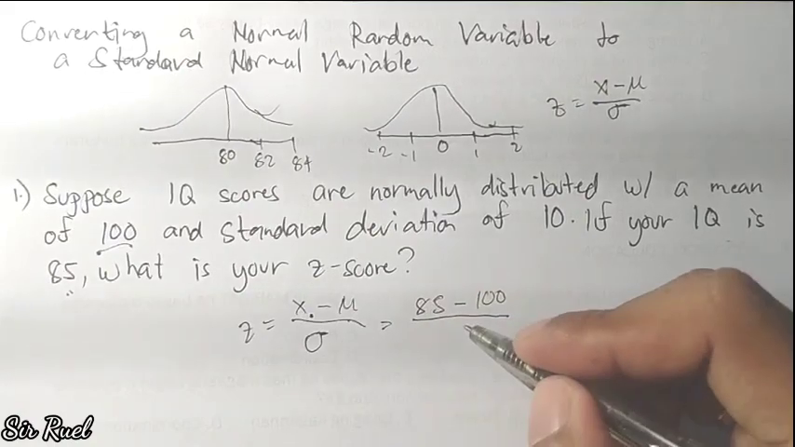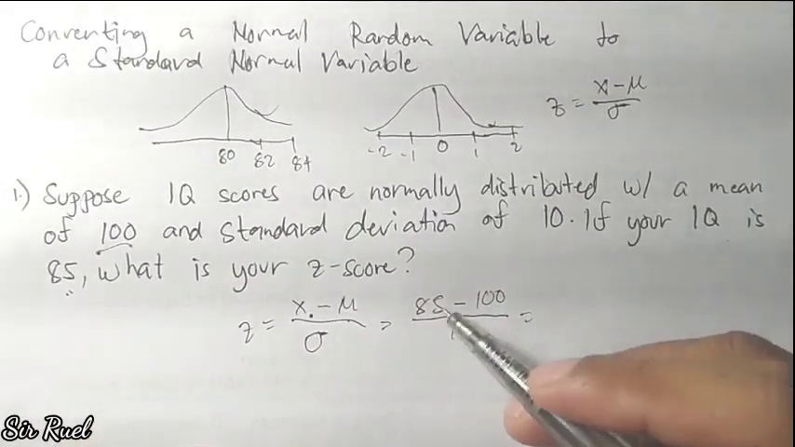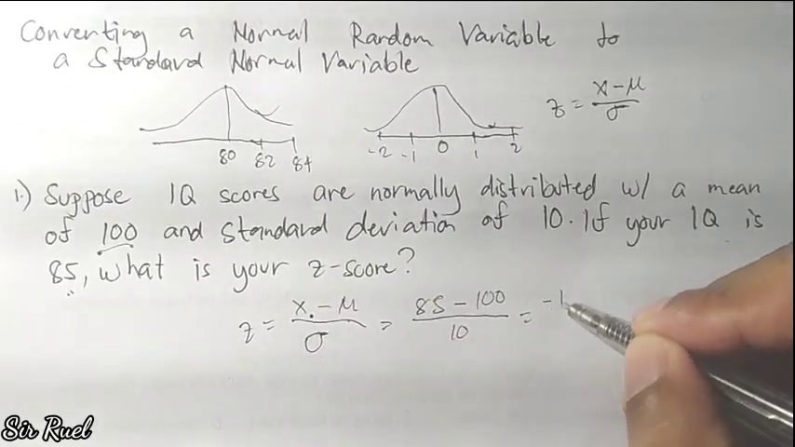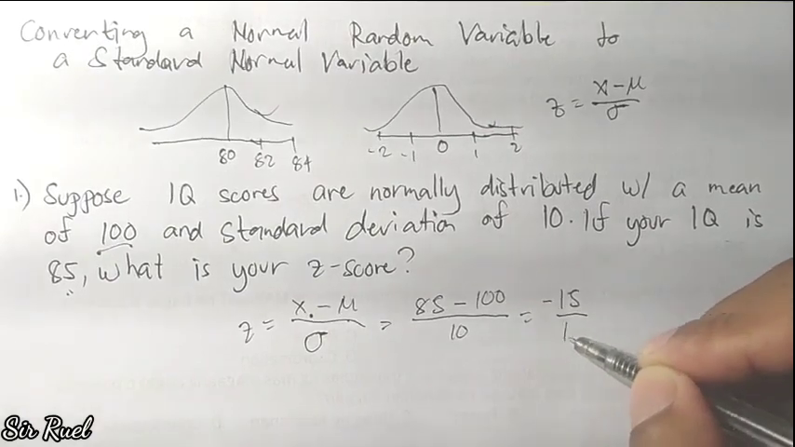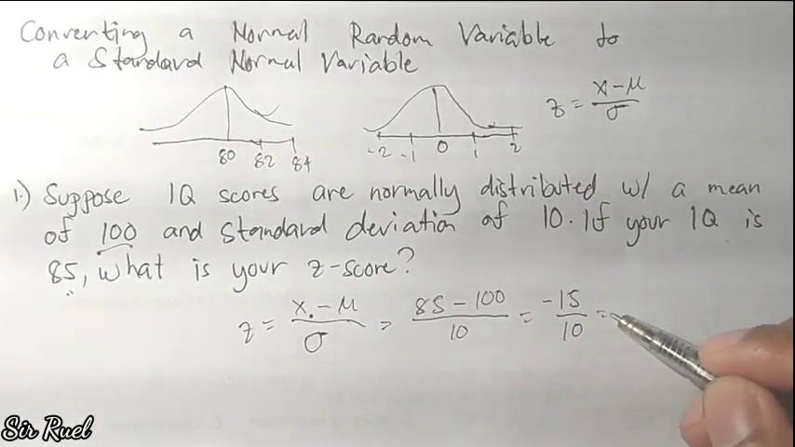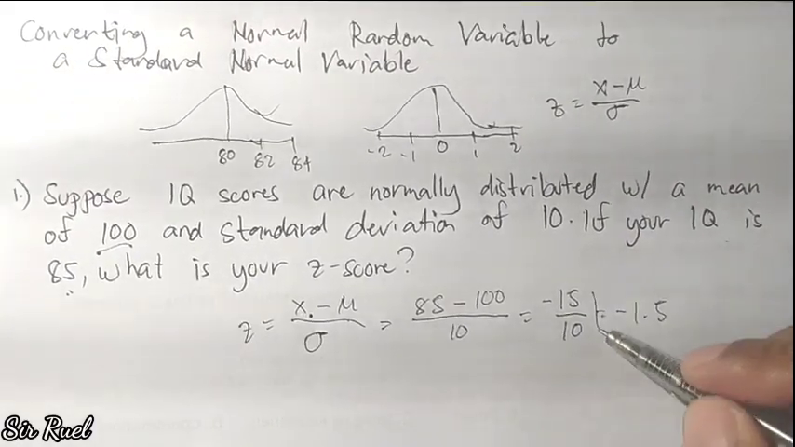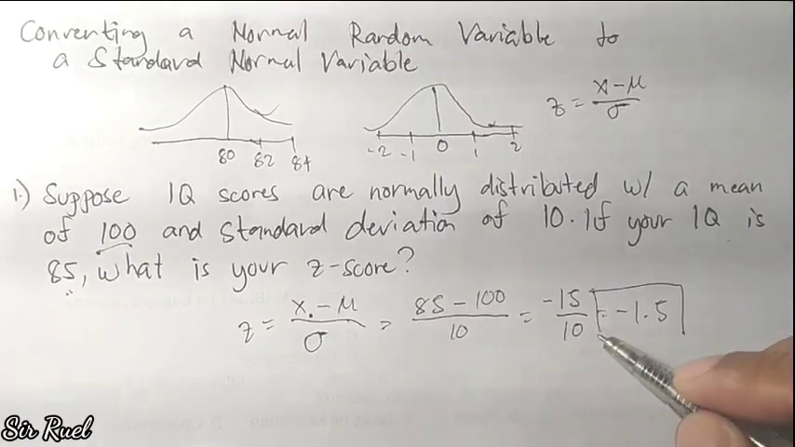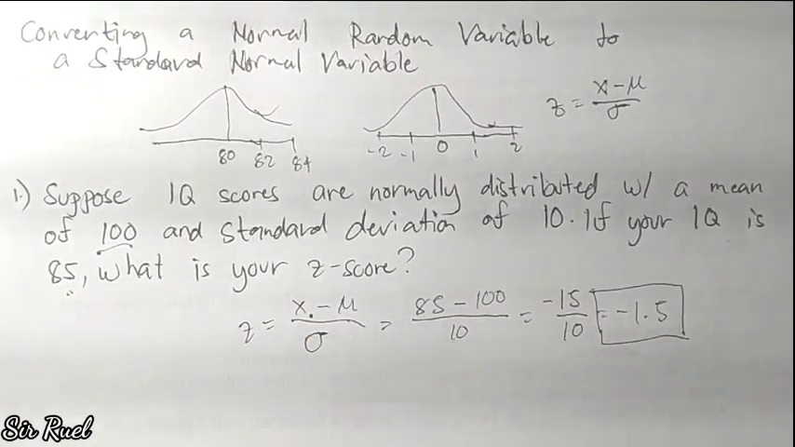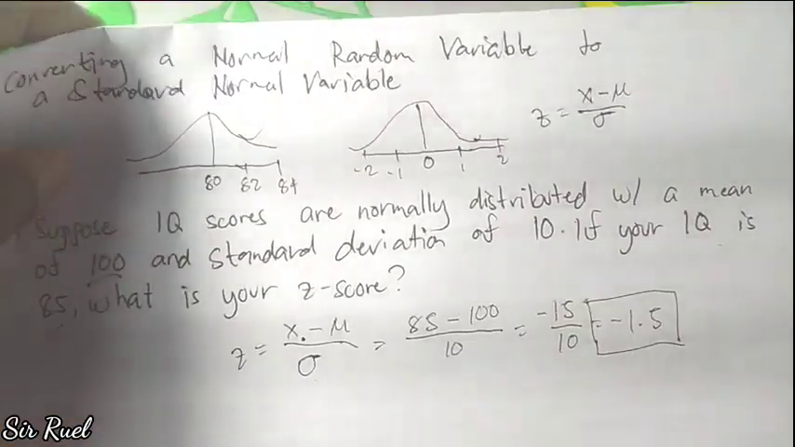So ito palitan natin ang 10. Then we will simplify. So 85 minus 100 is negative 15 over 10. Negative 15 divided by 10 is negative 1.5. Okay, so this is our corresponding z-score if your IQ is 85. Okay, so another example.